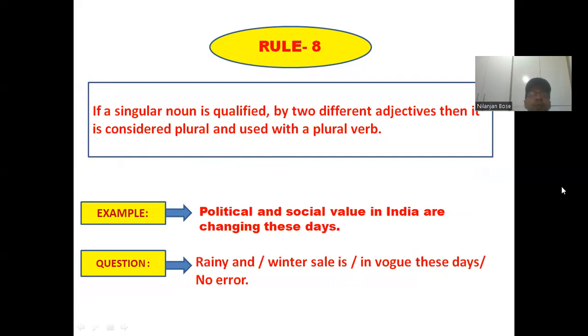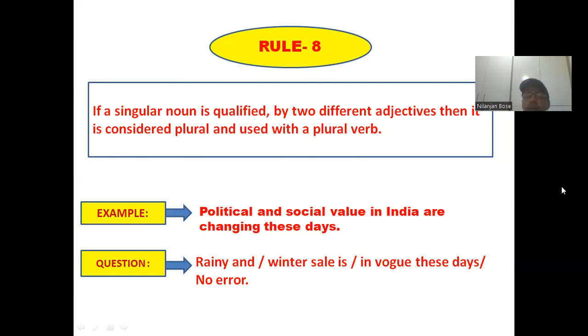Let me proceed to rule number 8. If a singular noun is qualified by 2 different adjectives, then it is considered plural and used with a plural verb. Let us take the example. Political and social value in India are changing these days. There are 2 kinds of values that have been mentioned over here, political and social value. So if the number is 2, then the subject is plural, and the verb will automatically be plural. So political and social value, 2 different values we are talking about.